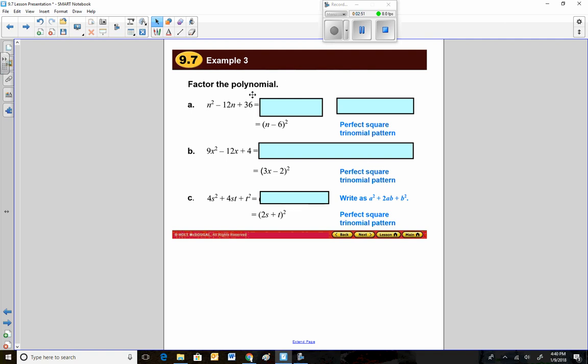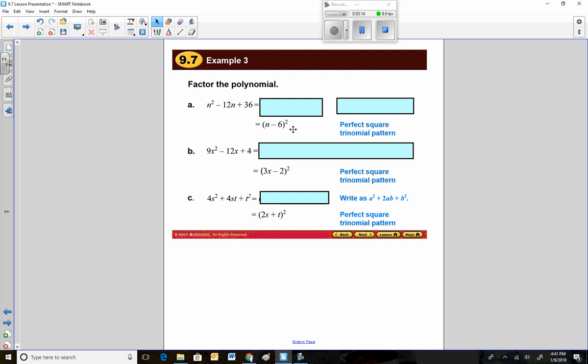All right, factor the polynomial. So we have to come up with its factors again. What you'll notice here is we have a perfect square, but this has 3 terms. If it has 3 terms, you can follow this pattern. We take the square root of that, n, take the square root of that, 6. It has a minus sign right here, then it must be a minus sign there. And the answer is n minus 6, quantity squared.